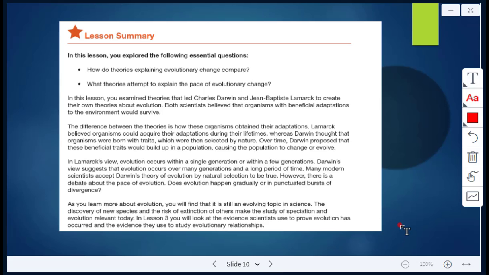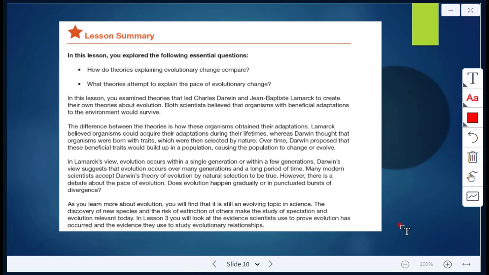All right, so in this part of the lesson, make sure you know the different theories from those different scientists. So Cuvier and Lamarck and Darwin, and their theories about evolution.